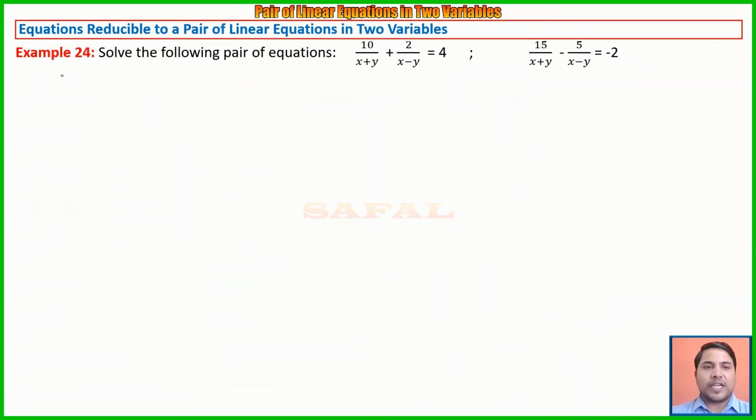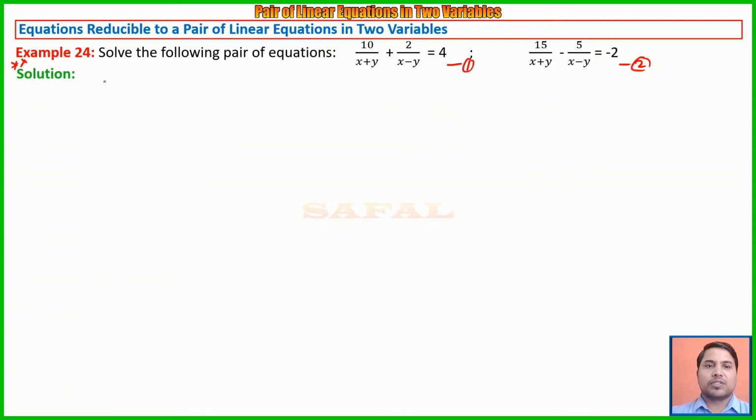So this is a very standard question, and generally this kind of question they ask in board exams too. So here also, if you watch carefully, we can make use of replacement, 1 by x plus y as a new variable and 1 upon x minus y as another new variable. So that's what I'm going to do. So let me call this 1 and this 2.